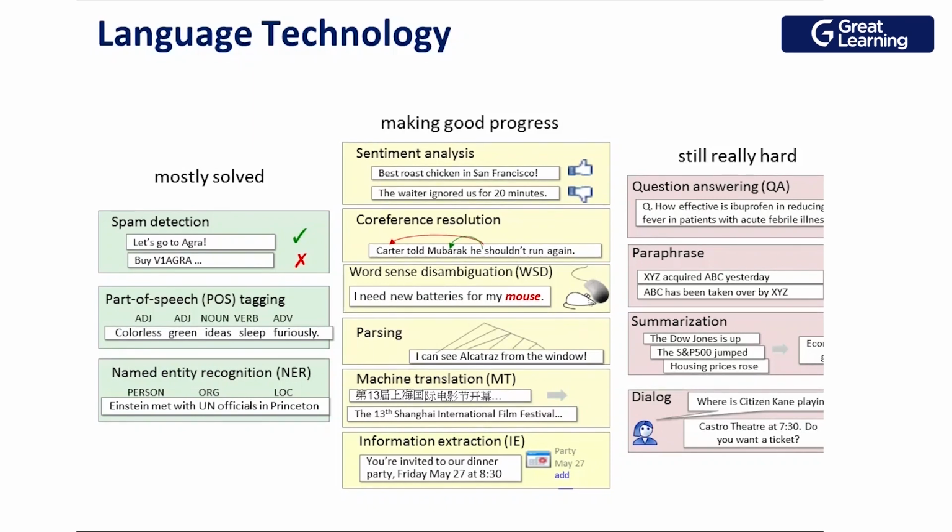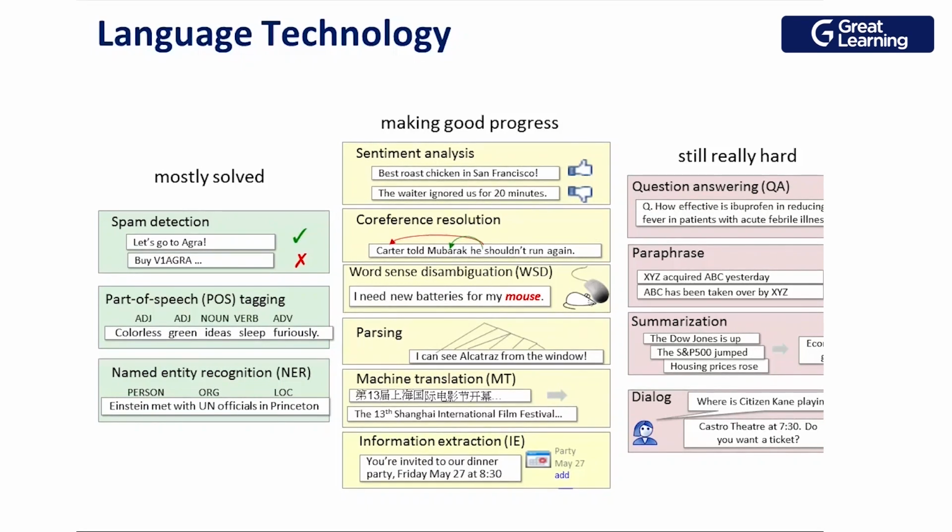For example, in this case: Carter told Mubarak he shouldn't run again. Now, he could stand for Carter or for Mubarak. As humans, we can easily figure out that it stands for Mubarak, but for an automated system to figure that out is a little tricky. So that's called co-reference resolution systems.